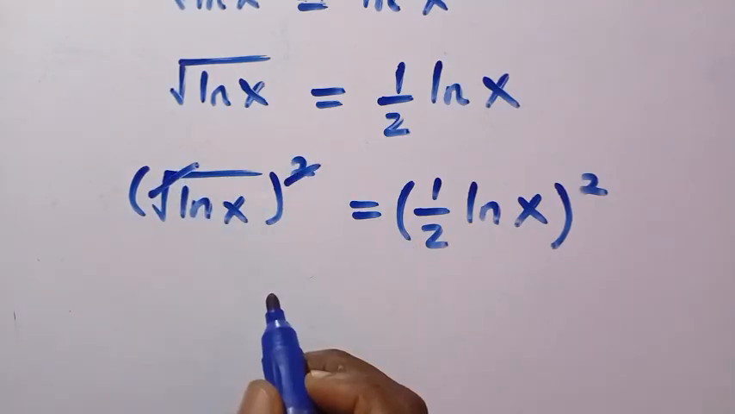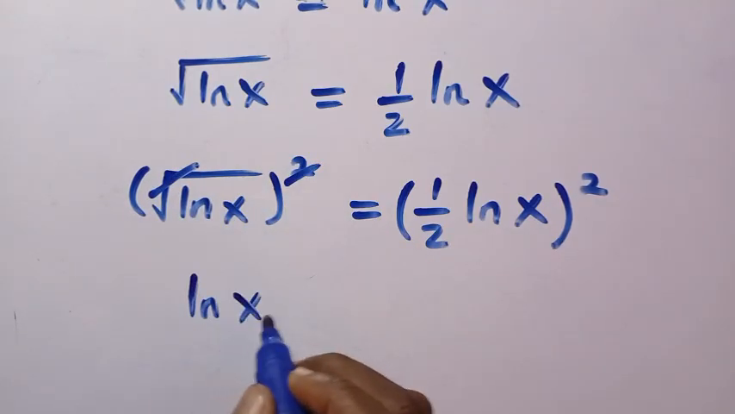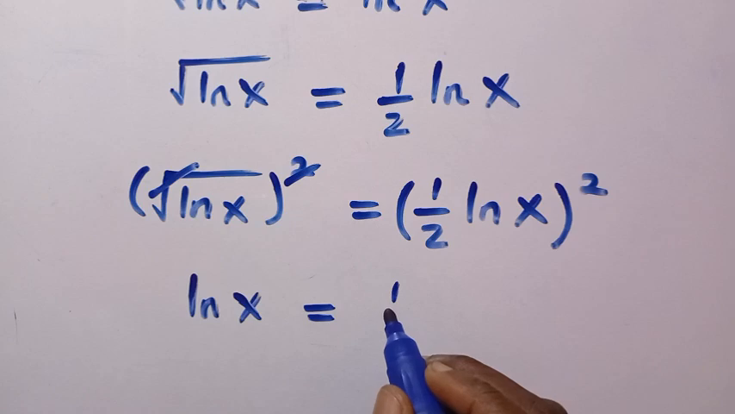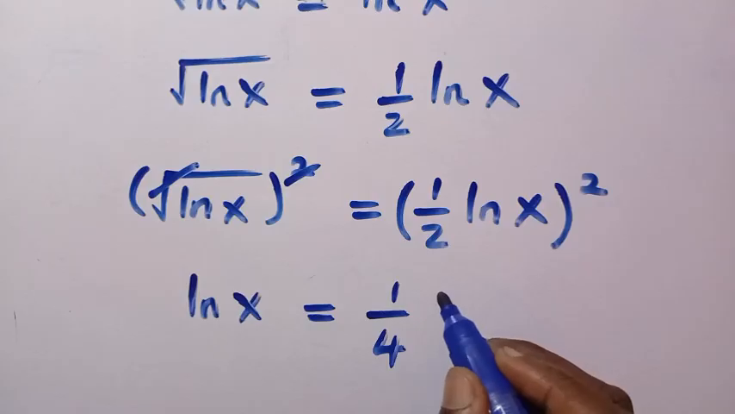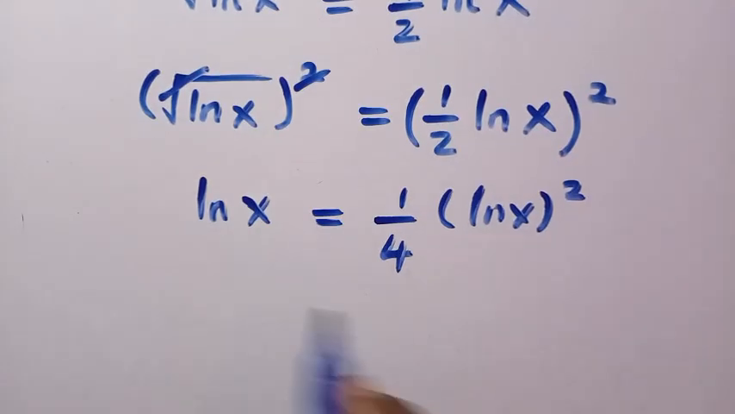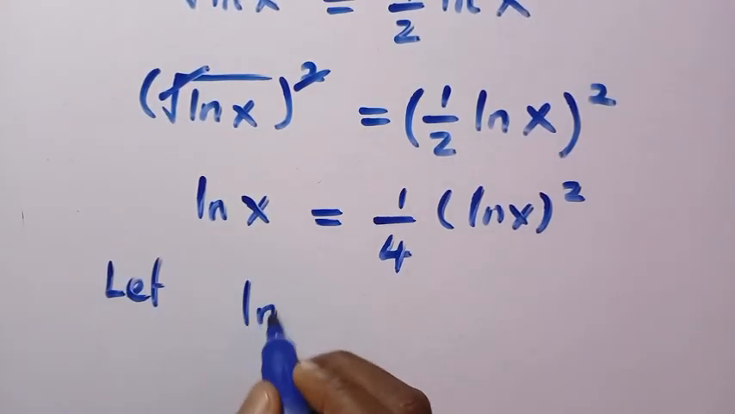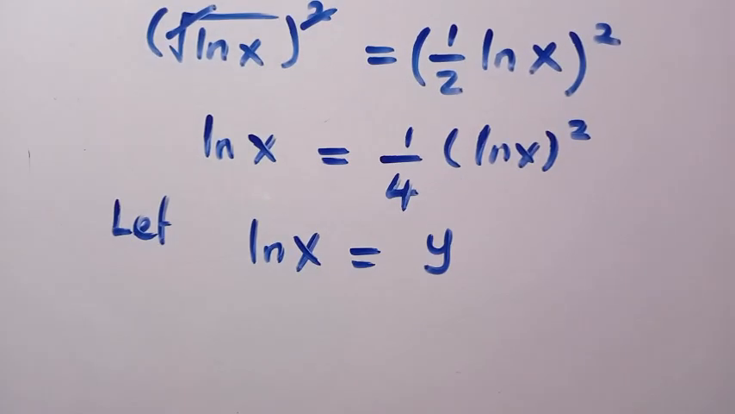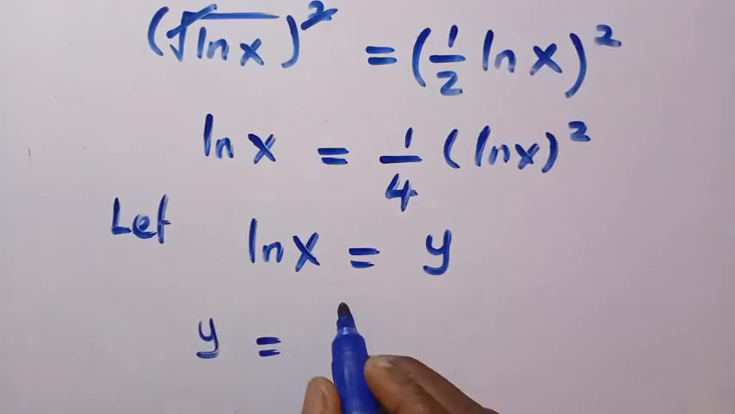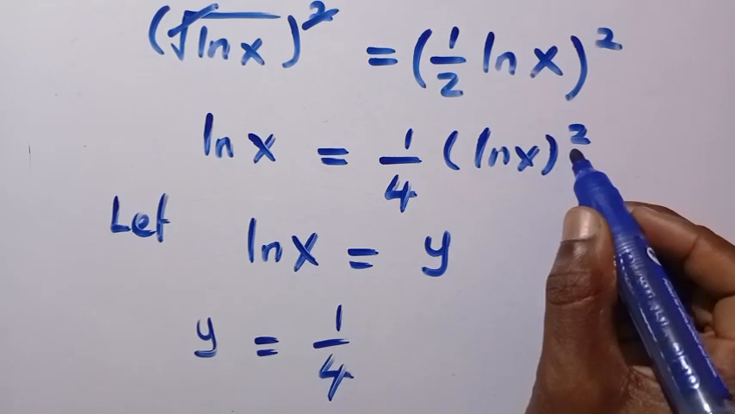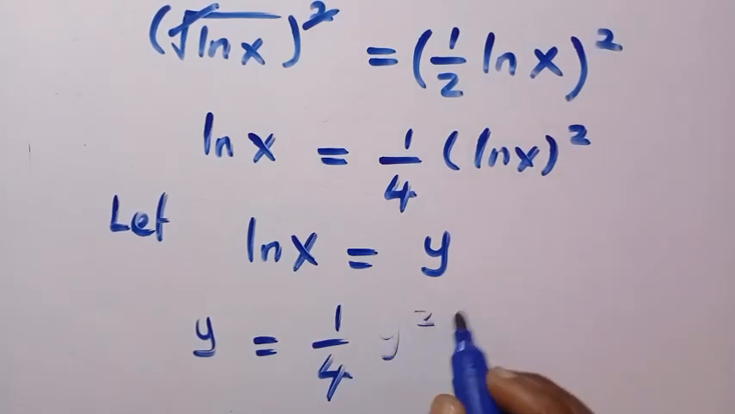So for the square root and square, they cancel. Here at this side we have ln x equals, so 1 over 2 squared becomes 1 divided by 4, then we have ln x raised to the power of 2. Here, let's let ln x equal y. By letting it, we have y equals 1 over 4 times, if this is ln x and it's squared, that is y raised to the power of 2.